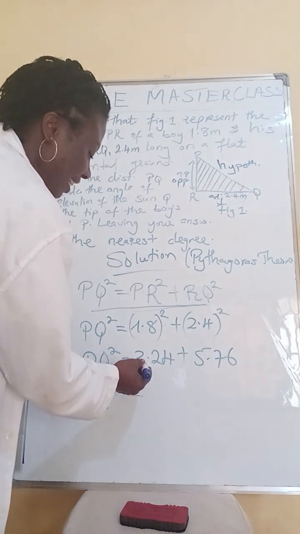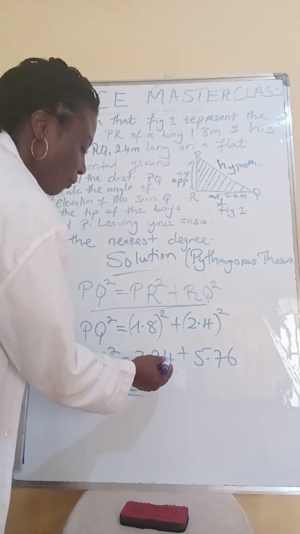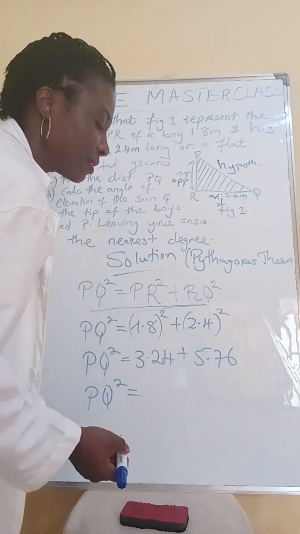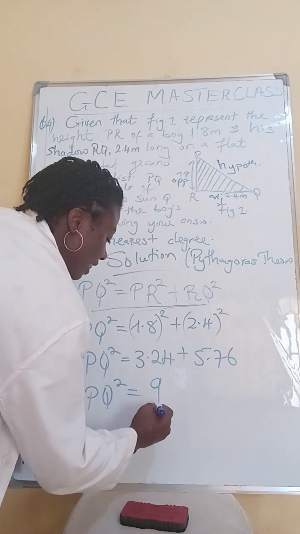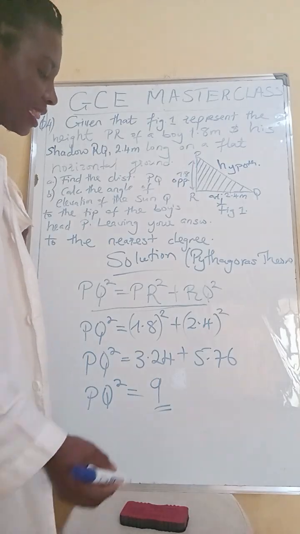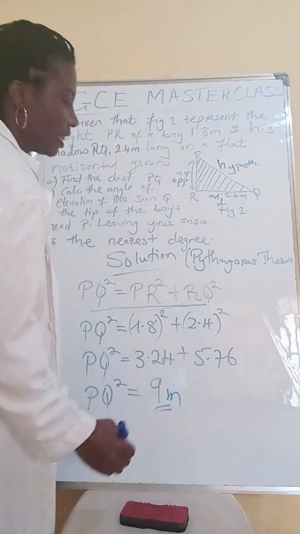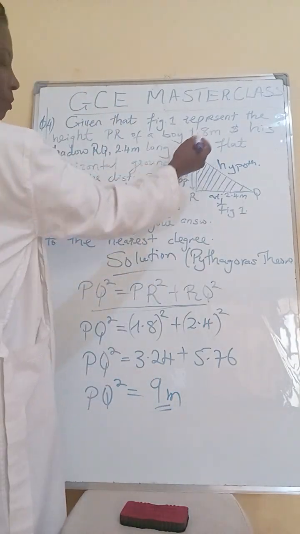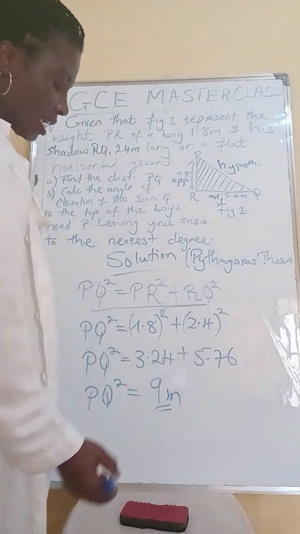Please do check on your calculators, okay? So once we add 3.24 plus 5.76, it will give us 9 meters, okay? 9 meters, because we are dealing with meters, okay? It will give us 9 meters.